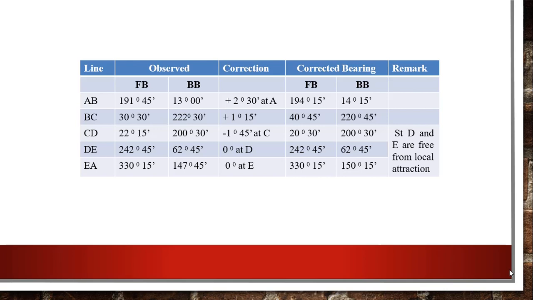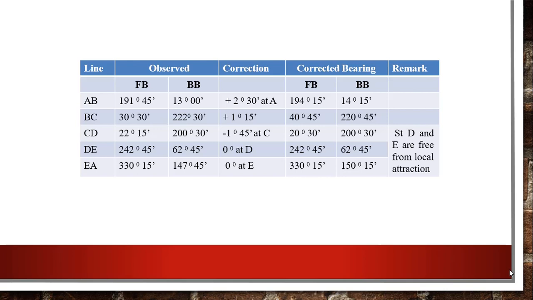For line AB the forebearing is 194 degree 15 minutes and the back bearing is 14 degree 15 minutes. For line BC the forebearing is 40 degree 45 minutes as well as back bearing is 220 degree 45 minutes. For line CD the forebearing is 20 degree 30 minutes and the back bearing is 200 degree 30 minutes. Same for line DE, forebearing is correct, that is 242 degree 45 minutes, as well as back bearing, which is given in the numerical, that is 62 degree 45 minutes. Line EA, corrected FB is 330 degree 15 minutes and corrected back bearing is 150 degree 15 minutes.